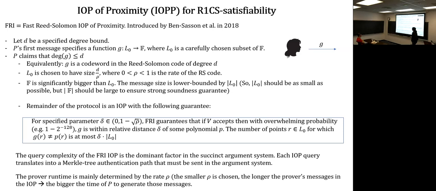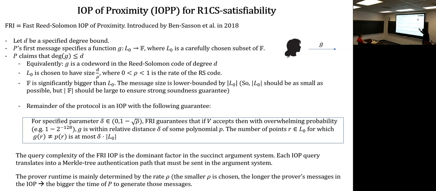And equivalently, we can also see that G is actually a codeword in the Reed-Solomon encoding of degree D. So how do we choose L0? L0 is chosen to have size D over rho, where rho is the rate of the Reed-Solomon code. And the finite field has to be significantly bigger than L0. And the message size of the prover has to be lower bounded by the cardinality of L0.